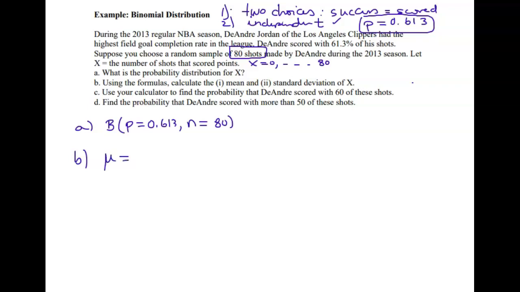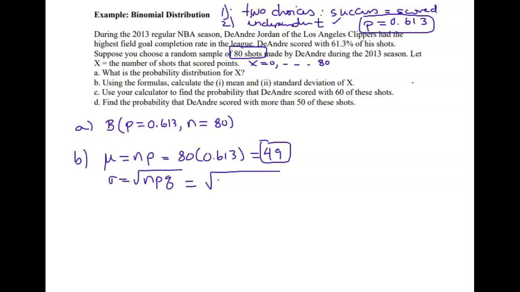So the mean is np, and the standard deviation is the square root of npq. So 80 times 0.613. Just plug that into the calculator. I get 49.04. I'm going to say approximately 49 because we're talking about how many shots were successful. And the standard deviation is going to be that number, n times p, so 80 times 0.613 times 1 minus this.